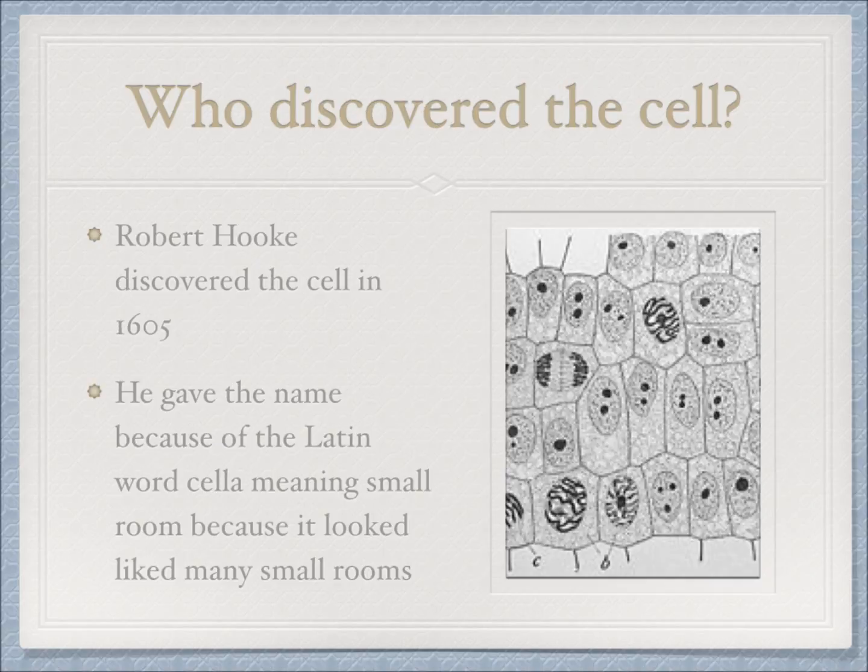So who discovered the cell? Robert Hooke discovered the cell in 1605. He gave it the name because of the Latin word cella, meaning small room, because that's what it looked like to him, as you can see on the right, which is a picture of many onion cells in different phases.